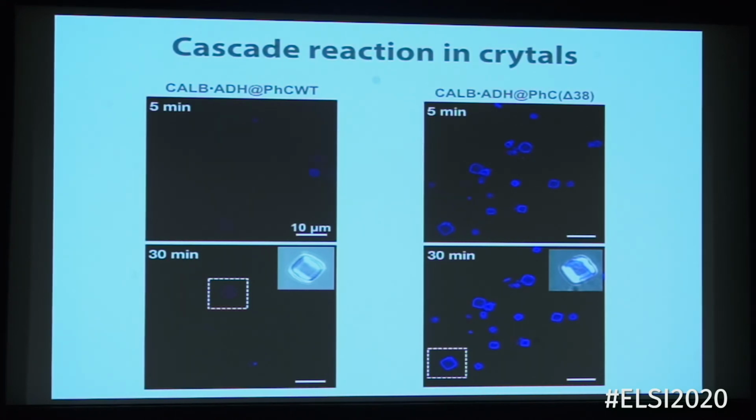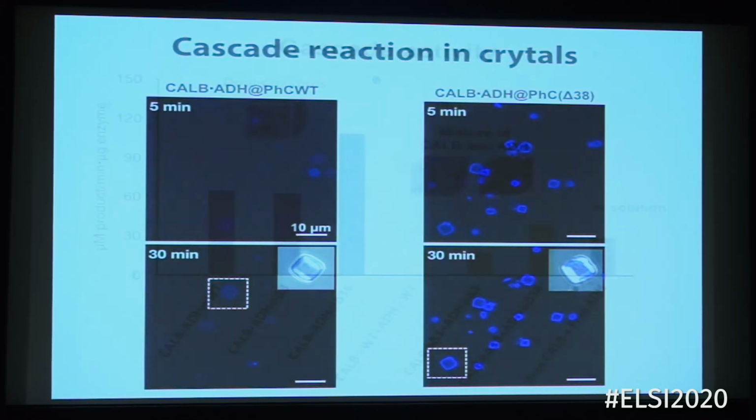When we use the wild type as a scaffold to encapsulate the two kinds of enzymes, lipase and ADH, the wild type composite didn't show high fluorescence intensity as confirmed by the confocal microscope. But when we use the delta 38 amino acid deleted mutant, this mutant composite shows higher intensity of the product, as shown here.